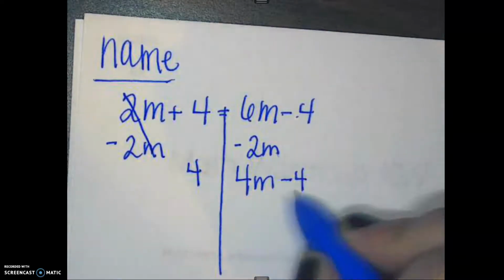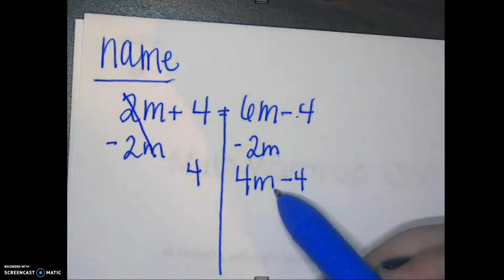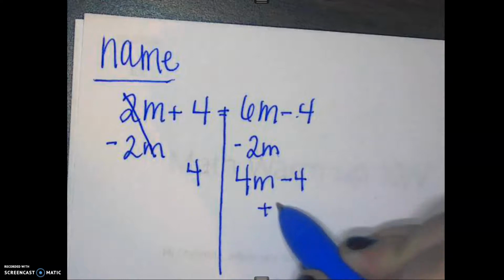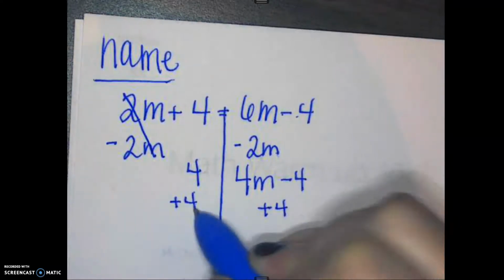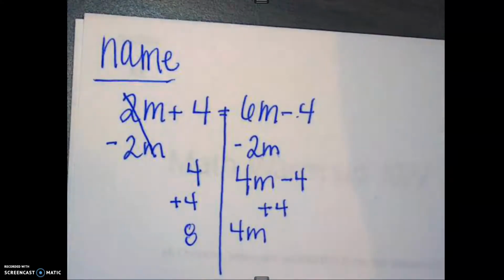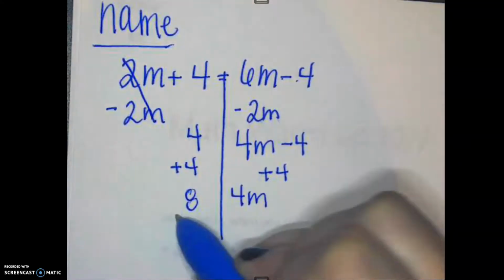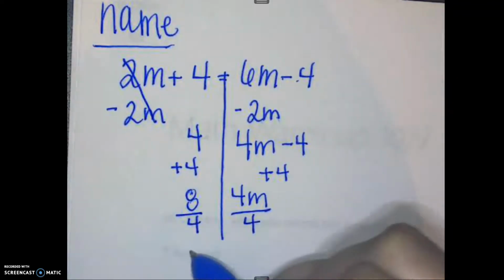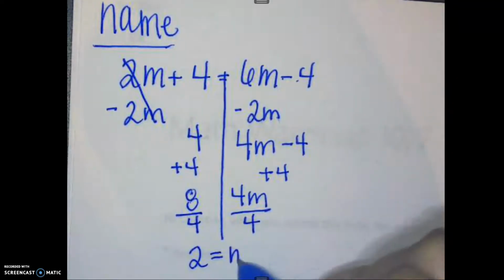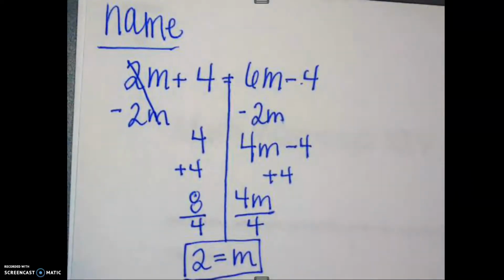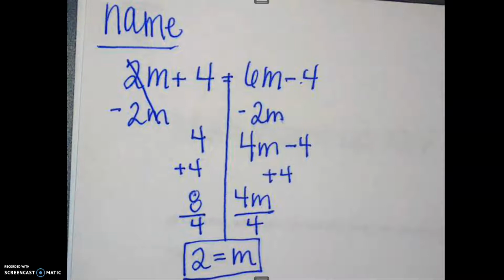I have all my m's to one side, which is good. So now I'm going to add 4 to both sides. And then I'm going to divide by 4. 8 divided by 4 is 2. And so my m equals 2.